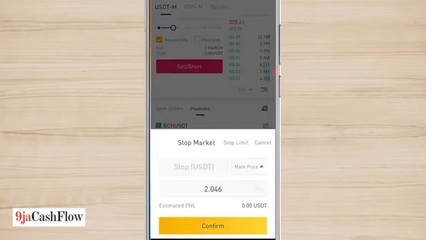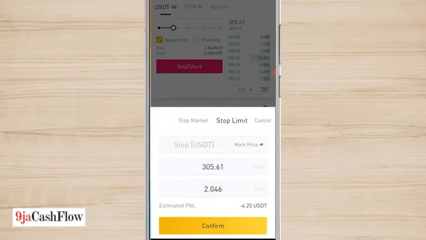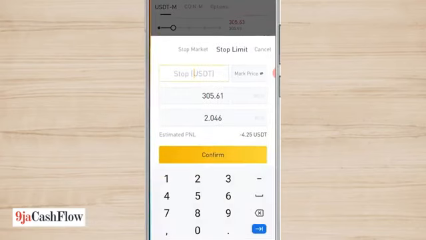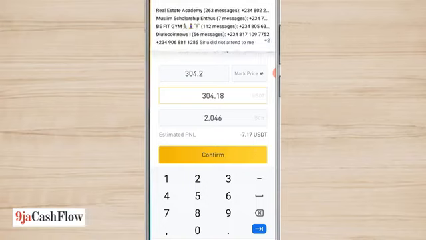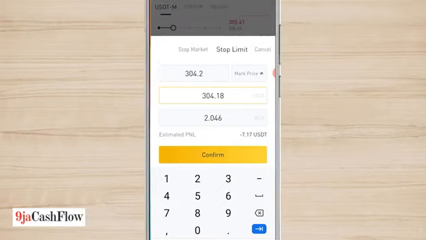You click on stop profit and loss, you click on stop limit, then you set your stop price. Now the current price is 305.61. If the price should go to 304.2, I want to sell at 304.18. And what's my estimated profit and loss? I'm losing $7.17 US. That's about 3,500 naira. Fine. It's better for me to lose this amount than lose all my capital.